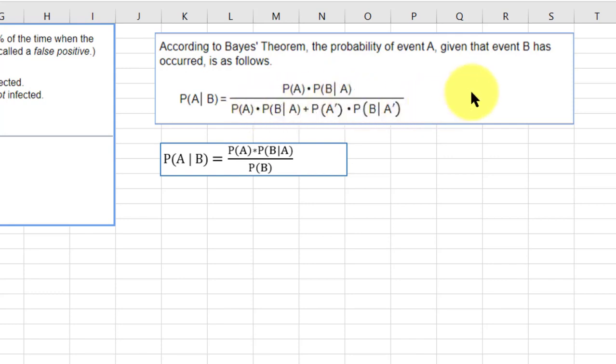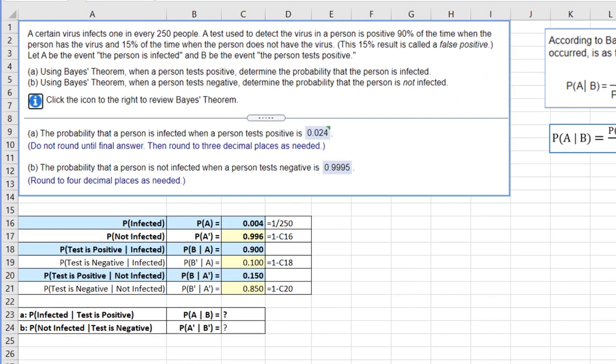There's a simpler version of Bayes' theorem that I use a lot, and it will work for this problem as well, and that is just that the probability of A given B, same numerator, but we can simplify this complex denominator down to just the probability of B. Which one you use depends on the information you're given. So one of the things I like to do when I'm starting a Bayes' theorem problem, first of all, is to put down what I know.